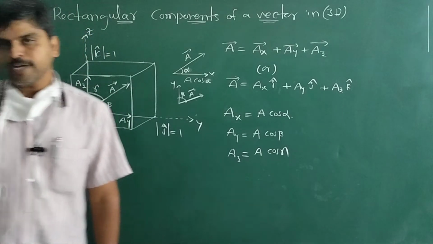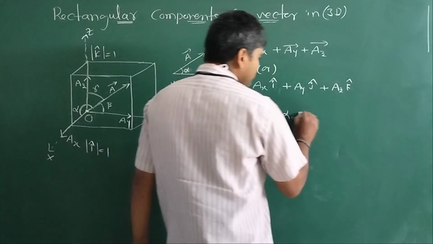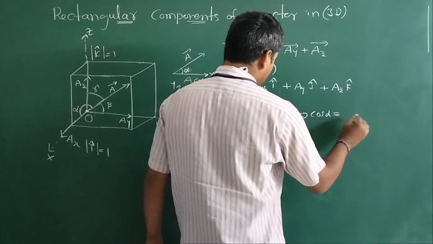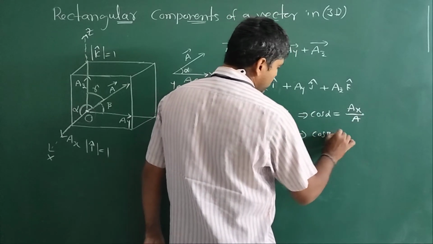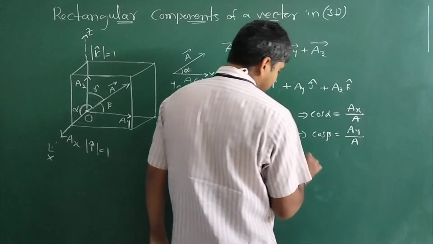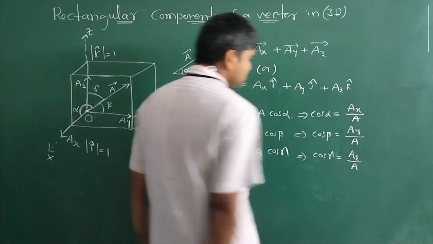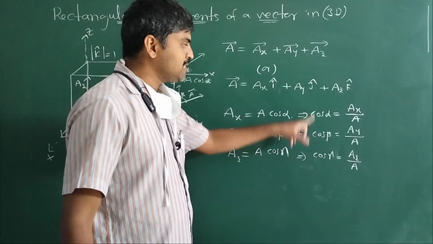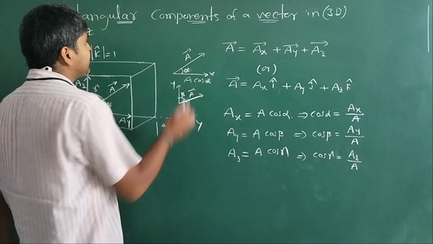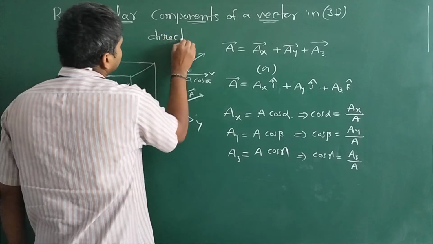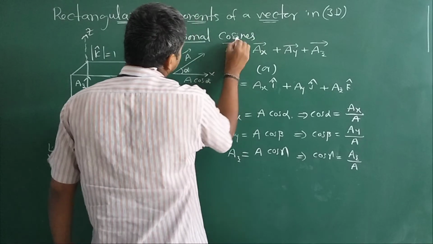Next, what about cos alpha here? From this one, cos alpha is equal to ax divided by a. From this one, cos beta is equal to ay divided by a. And from this one, cos gamma is equal to az divided by a. So these are the cos angles. That's why this quantity has one more name: directional cosines.